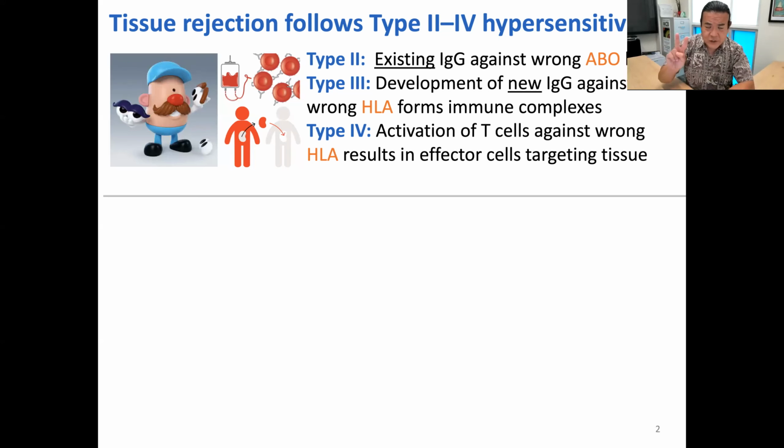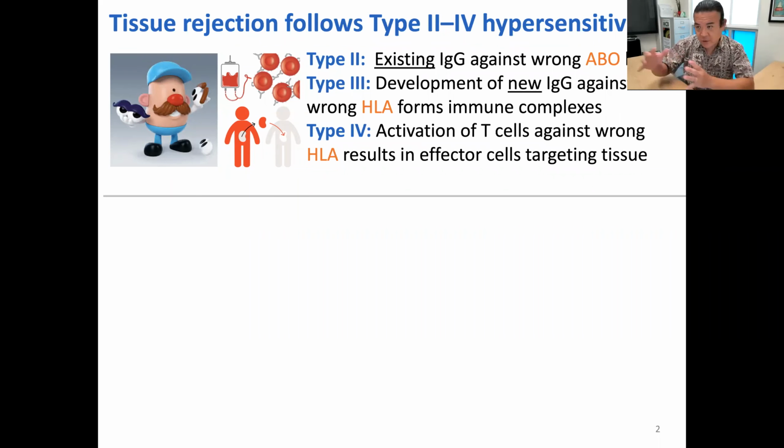Remember, type 2 hypersensitivity is when a patient has existing IgGs against something like the wrong ABO blood type. That can lead to very quick, sudden rejection of things like the wrong blood type. If you kind of screw up the ABO blood type matching during a blood transfusion, because remember, blood is technically a tissue as well, right?